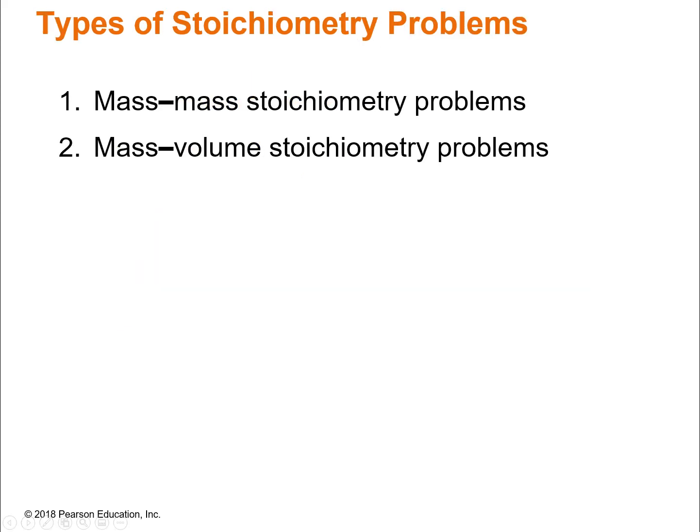The second problem type that we're going to go over today is mass to volume. Volume implies that we're going to be dealing with gases. In my opinion, these are the trickiest ones. And it's because you're starting with one thing and trying to end up with another. So we're going from grams of one thing to liters or milliliters of another. And it's not difficult. You just have to be careful with your units.